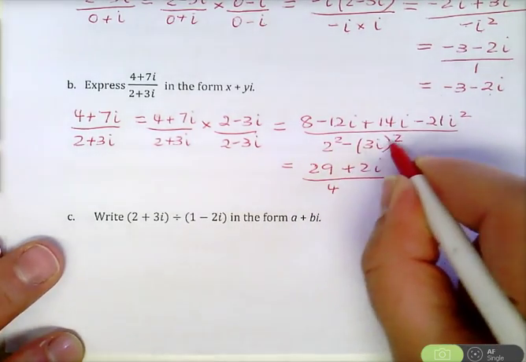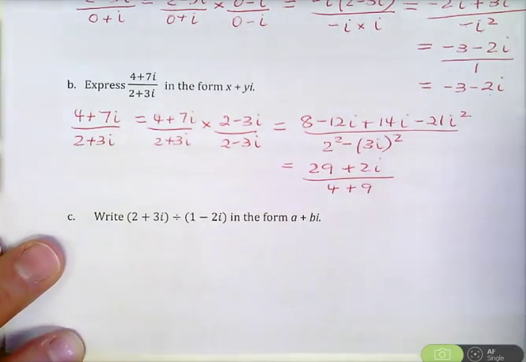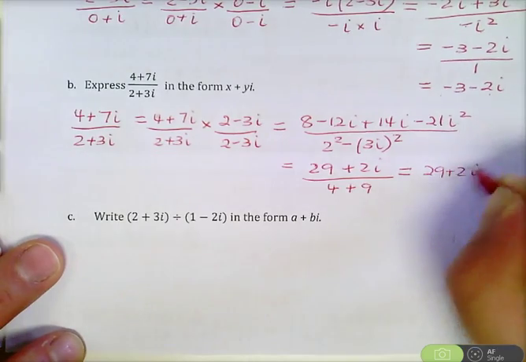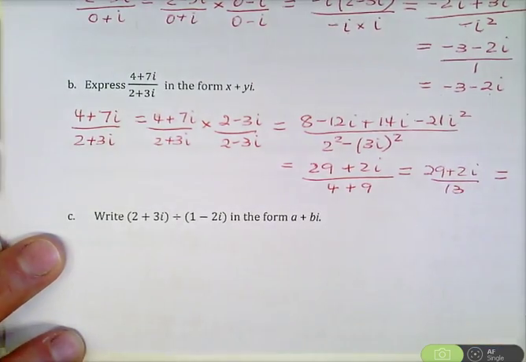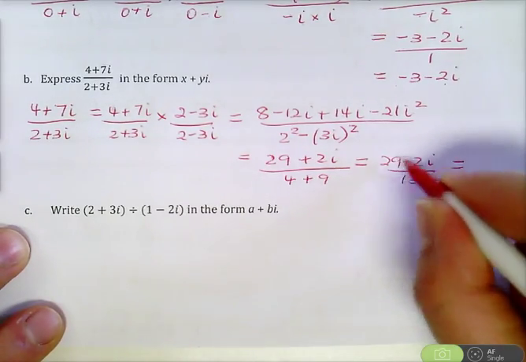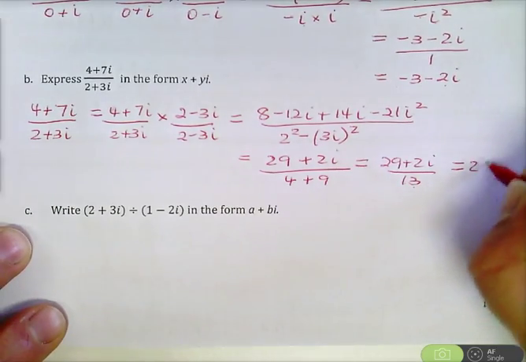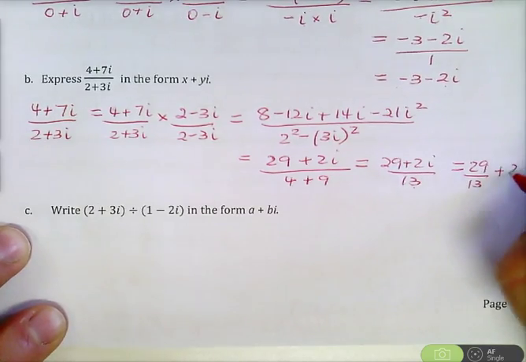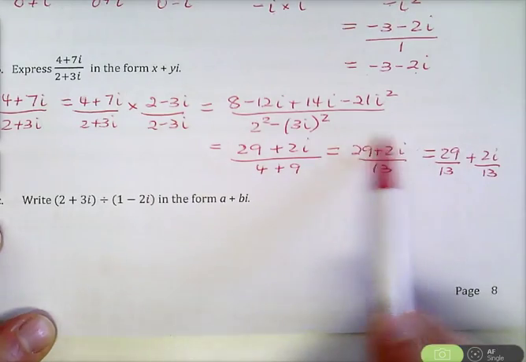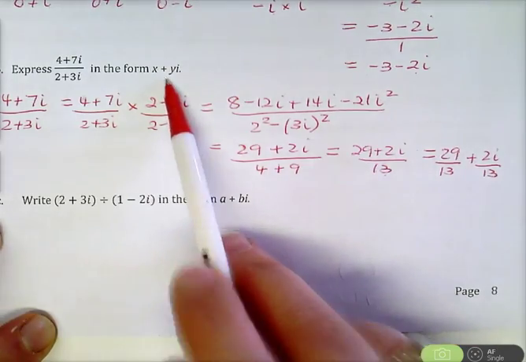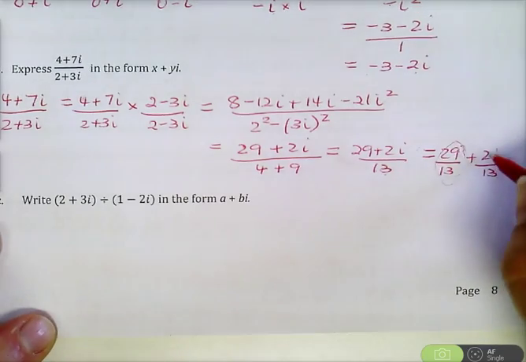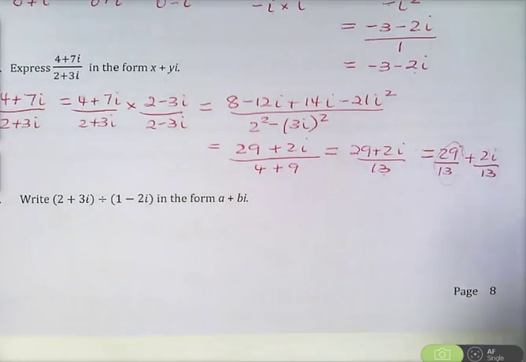Now, minus 9i squared will be plus 9. So therefore, the complex number is 29 plus 2i over 13. But to write it in the form of x plus yi, remember the 13 is the denominator of this whole numerator, so it's 29 over 13 plus 2i over 13. So this now, where it's written like that, is now in the form of x plus yi. This is because 29 over 13 is my x and 2 over 13 is my y.